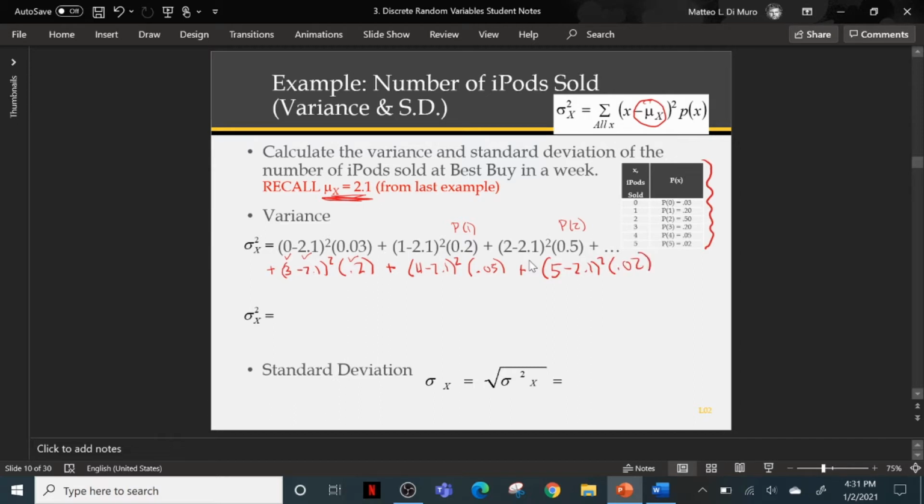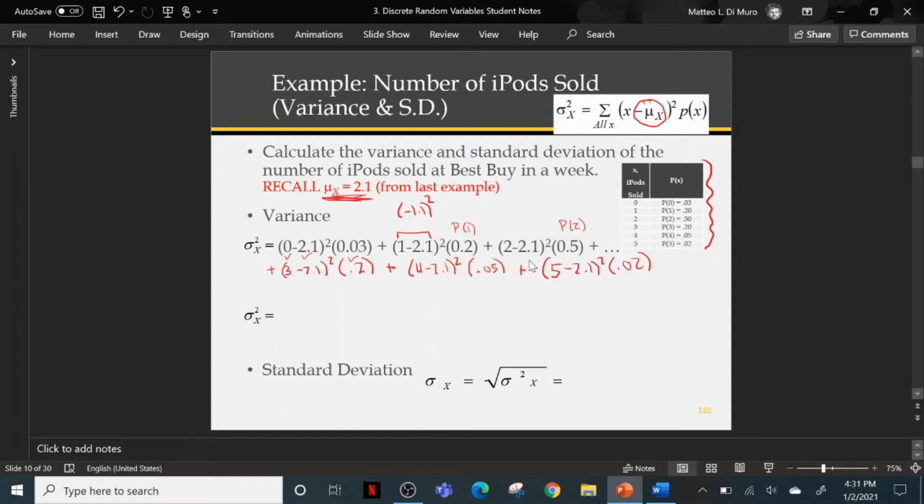Okay, a couple of things that you might not remember from math class from before. You do the brackets first. So when I'm calculating this, for example, I'm going to be doing this first. So I'd be going 1 minus 2.1. That would give me negative 1.1. And then it's squared. So you'll never get a negative number in here.